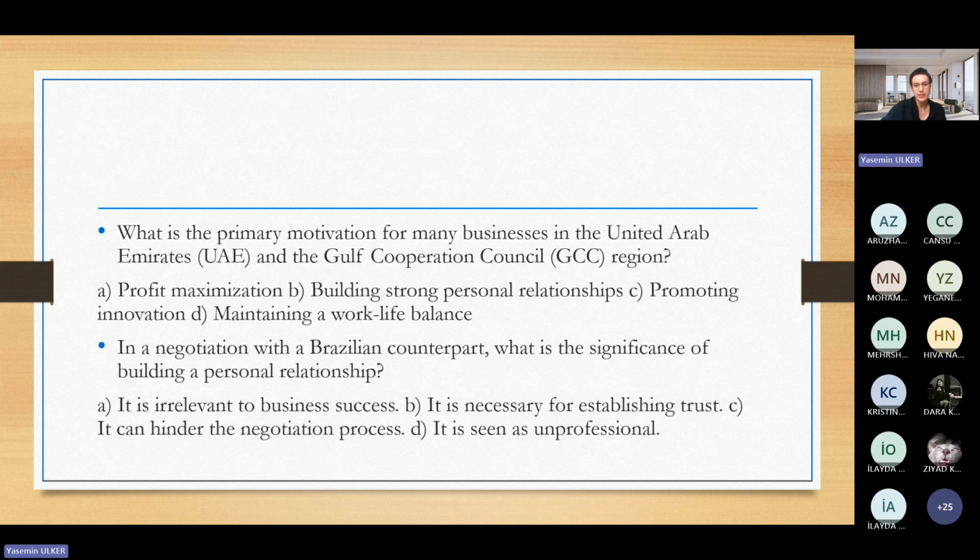Okay, until it appears, let's discuss. So the first question, United Arab Emirates, for businesses, primary motivation: profit maximization. This question is tricky, guys, because why businesses exist is for profit maximization, that we all know. However, especially in the Middle Eastern area, it is very important to build strong personal relationships. That really matters, the relationship. I've also experienced some of it, for example in Iraq.